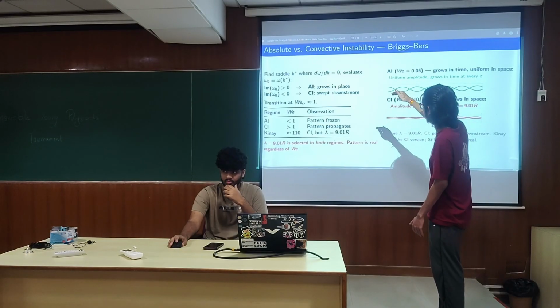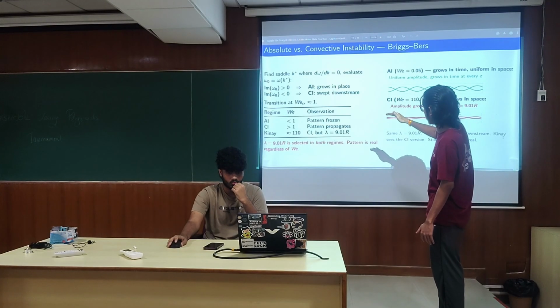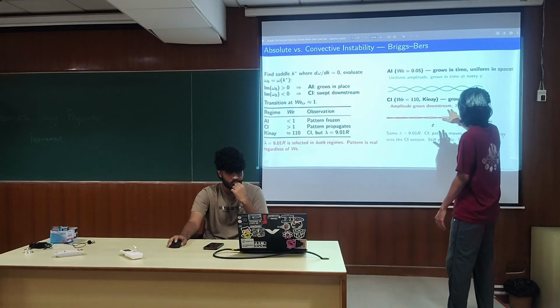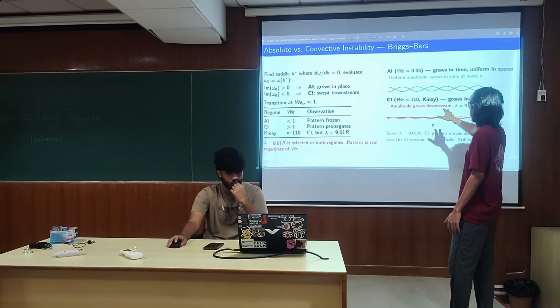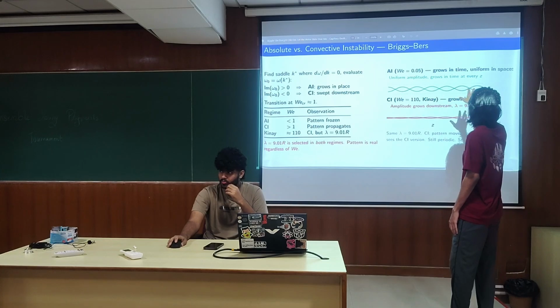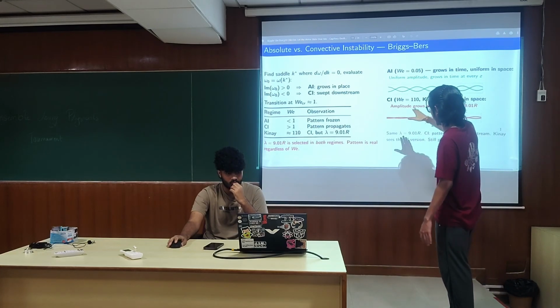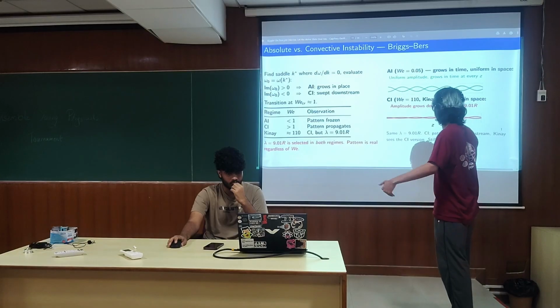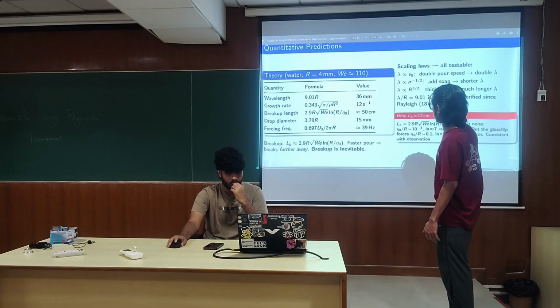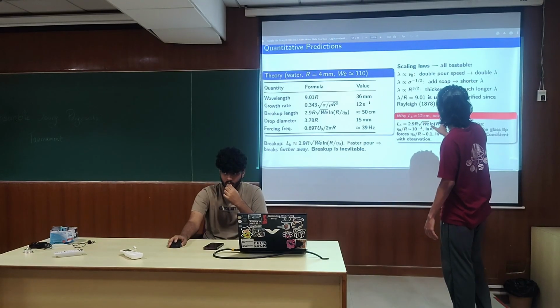We have shown the two cases where we are defining the convective and absolute instability here, and this is basically what Vinay is seeing here, and this is the absolute case where it grows in time and the waves remain uniform in space, and this is what will be seen by Vinay on the jet. Move on next. Yes, so these are the quantitative predictions for which we have done the calculation.